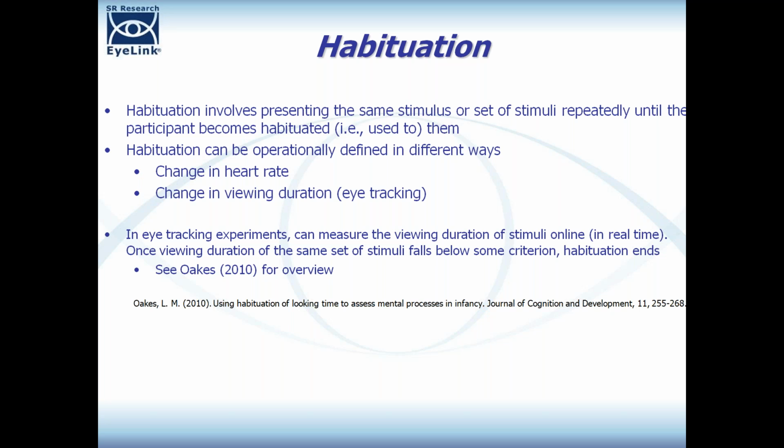Some habituation experiments involve monitoring heart rate and using the change in heart rate as the participant views the same set of stimuli over and over as an indicator of habituation. Since we're talking about eye tracking, we're going to focus on this other way you can measure it, which is by looking at a change in viewing duration. If you present, for example, an image to a participant repeatedly, at some point the participant might lose interest in it and not look at that image as much, and that change in viewing duration can be an indicator of habituation.